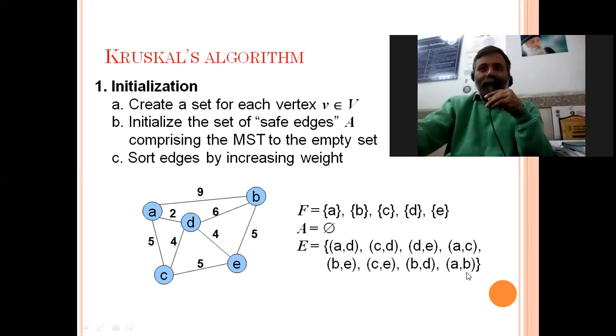So this is the initialization part. We will create a set for each vertex, and we will take an empty set A, which will consist of safe edges comprising the MST, and the third one, we will sort the edges according to their weight.